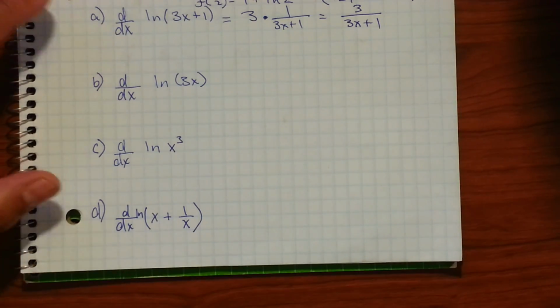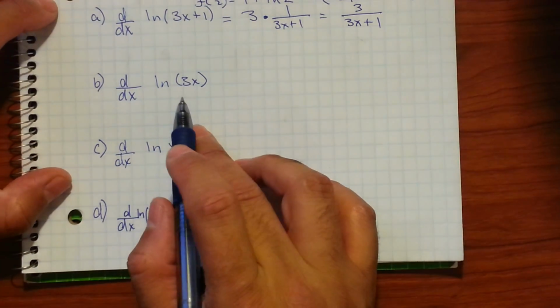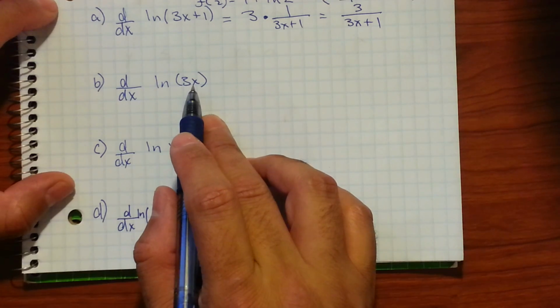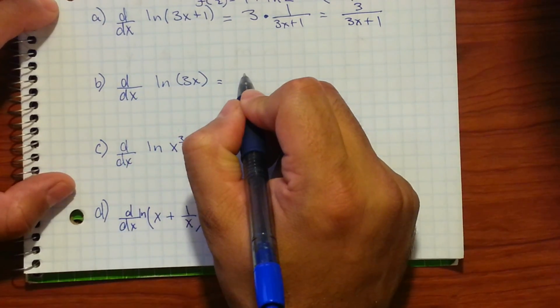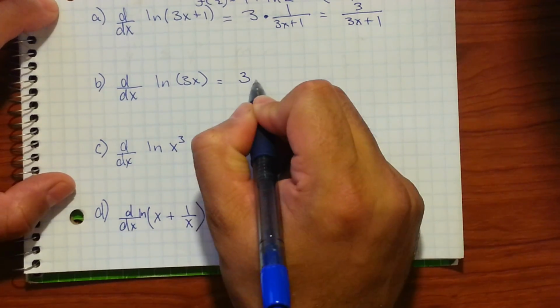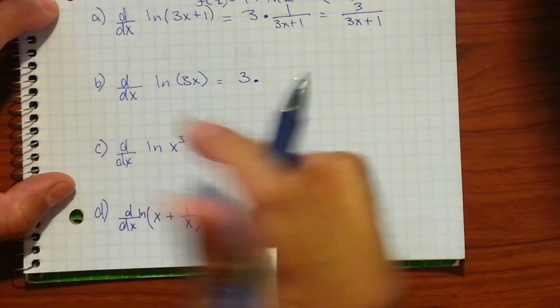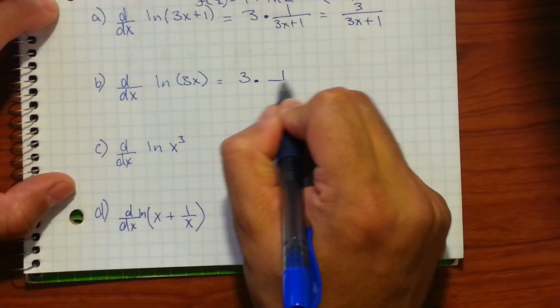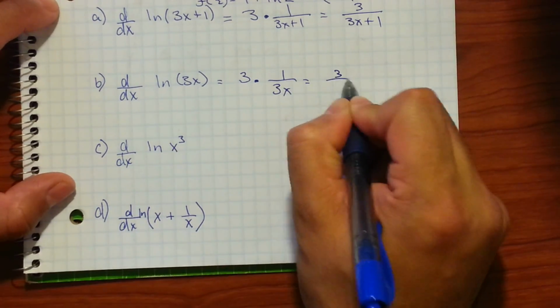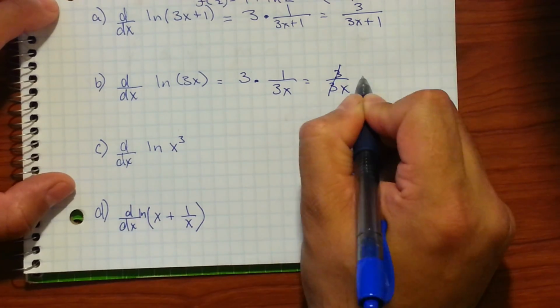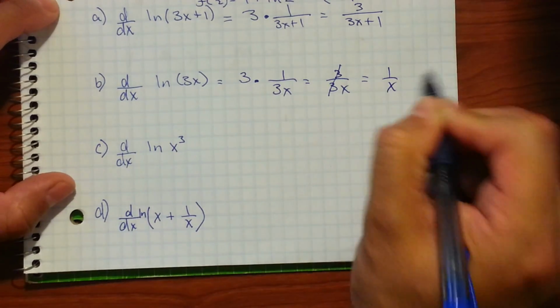Now let's look at this next problem here. So right here, derivative of the inside. So the derivative of the inside is going to give me 3 times derivative of the outside, which is going to be 1 over 3x. I end up with 3 over 3x, which will reduce to 1 over x.